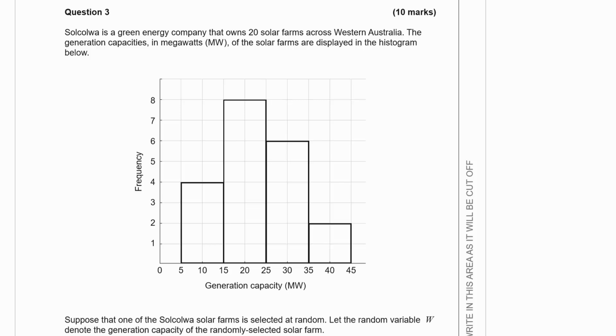Well, first thing to note is if we add up all the heights, 4, 8, 6 and 2, we get 20. So for the first one, it would be 4 out of 20, which is 0.2. The next one is then twice as high, so it's 0.4. Should be reasonably clear now that this one's 0.3 and this one's 0.1.